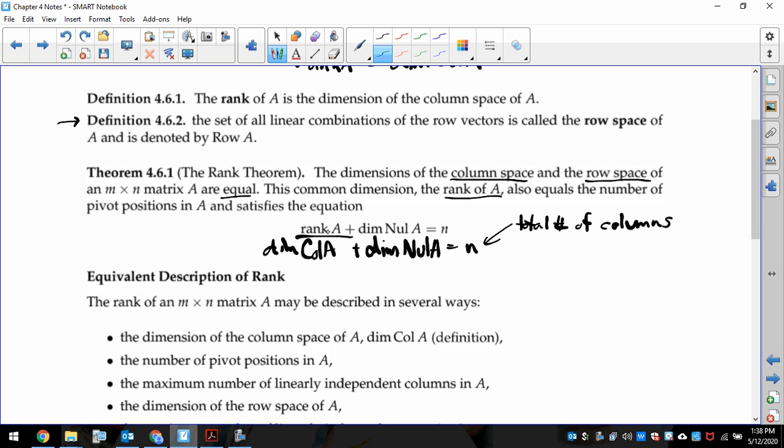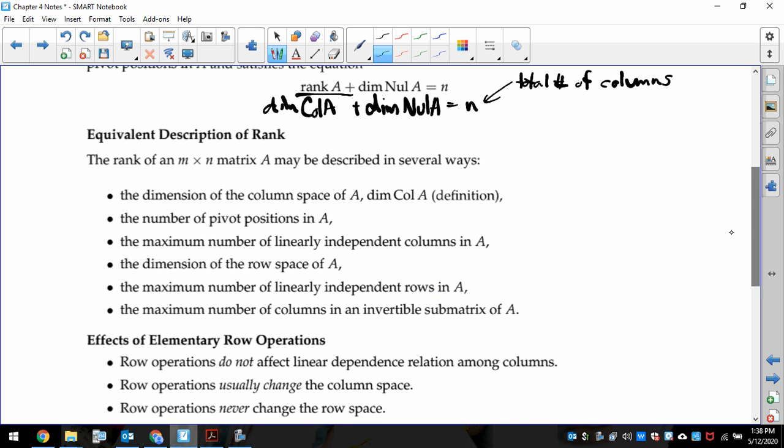So here the rank and the column space are the same thing. So that's why we are seeing this equation here. This is called the rank theorem, and we'll use that whenever we want to find the dimension of either the null space or the column space or the rank. Yeah, so here this is a nice little description that helps us kind of condense things.